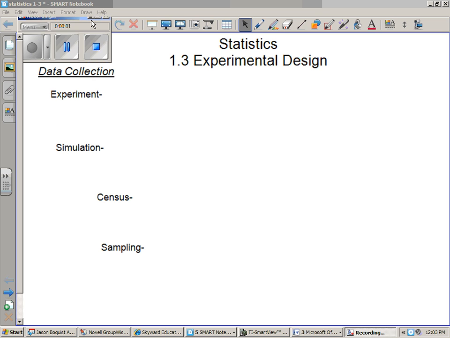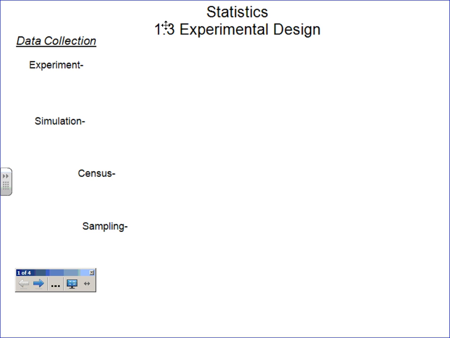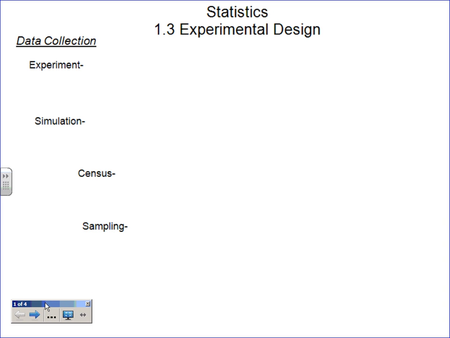Okay, 1-3, almost done with the first chapter. Now we're going to talk about how you can collect your data. We're going to do 4 main types here, and then we're going to expand on one of the 4 types. It's probably the most commonly used for what we're going to be doing. But I think most of you have seen those words before: experiment, simulation, census, and sampling. They're not that hard of words, right?